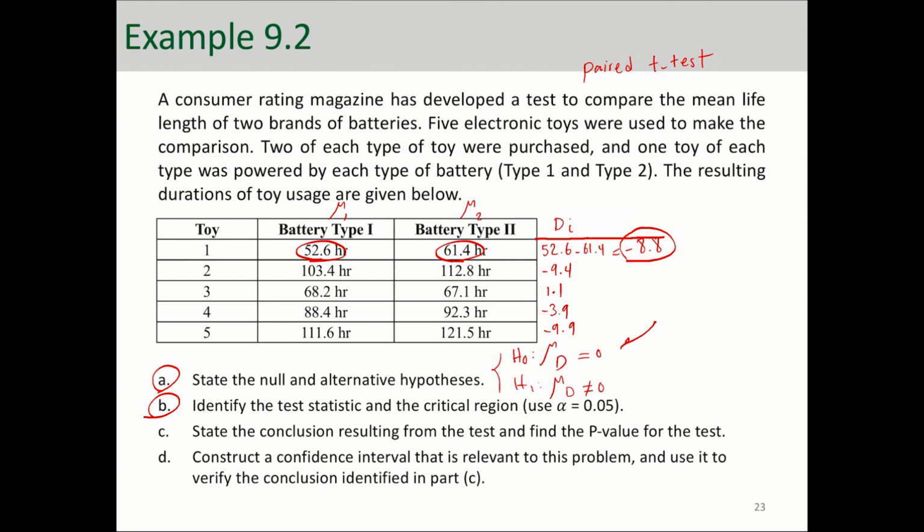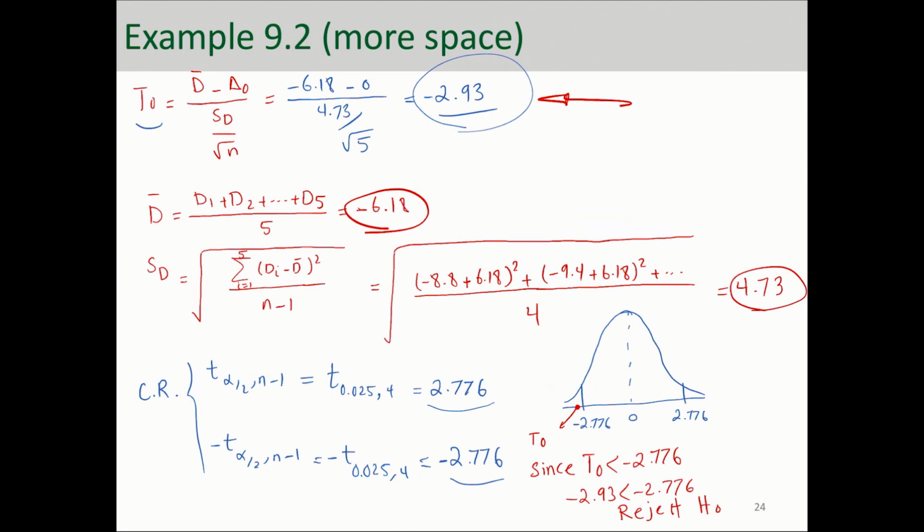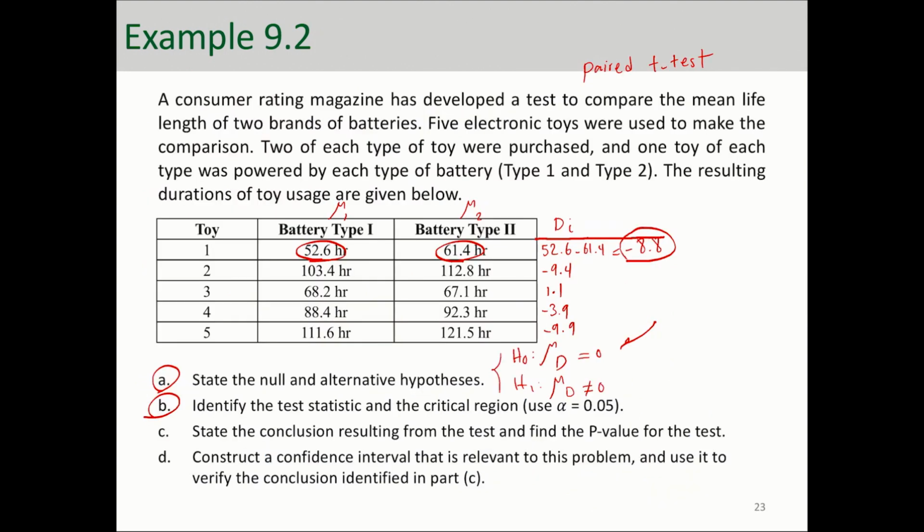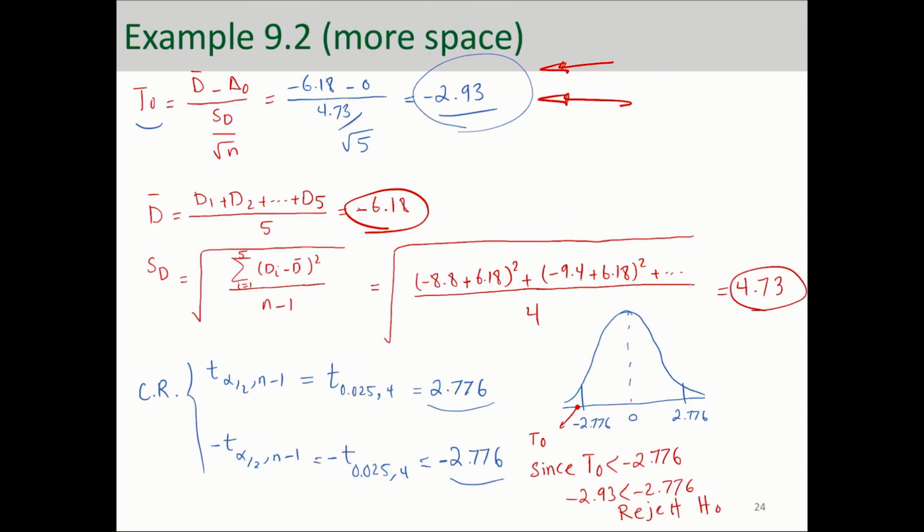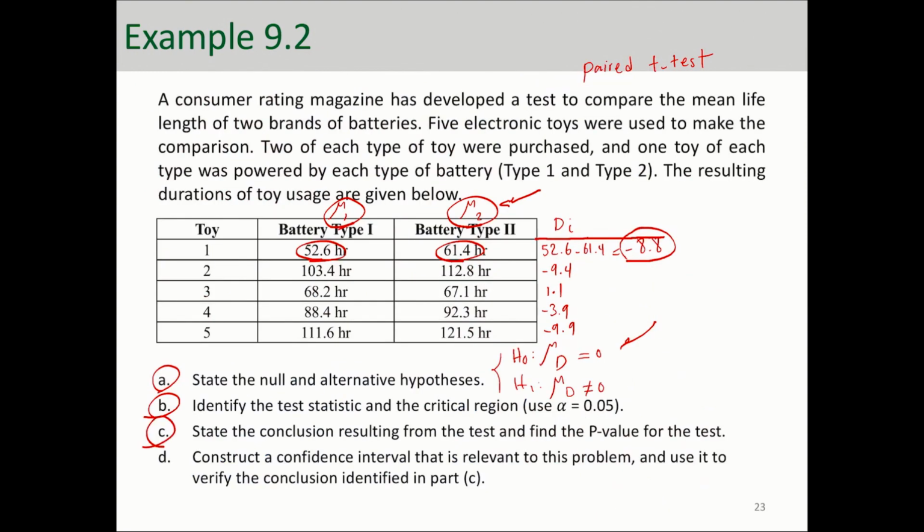But which one is bigger than the other? Well, your test statistic is negative, and that indicates that because we did mu1 minus mu2, looks like mu2 is greater than mu1. But we can further investigate that with doing confidence interval. Let's look at part C. State the conclusion resulting test using p-value.